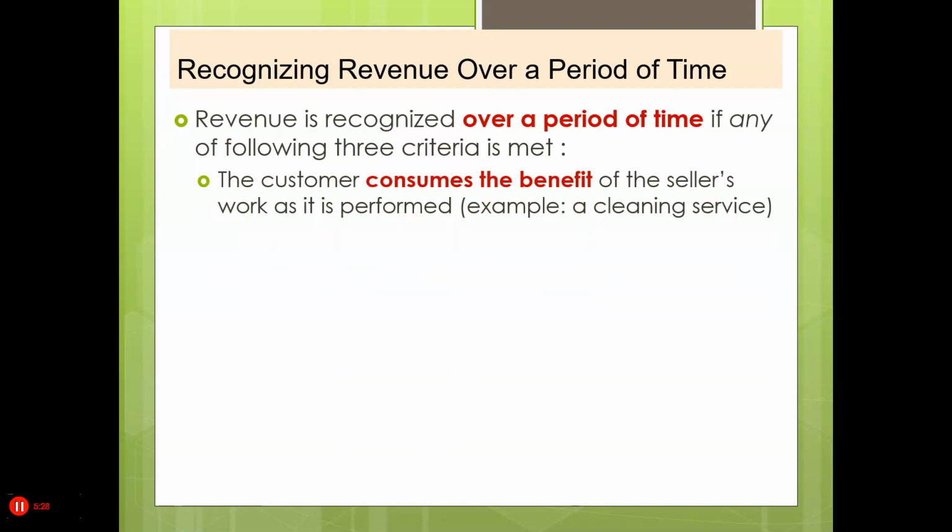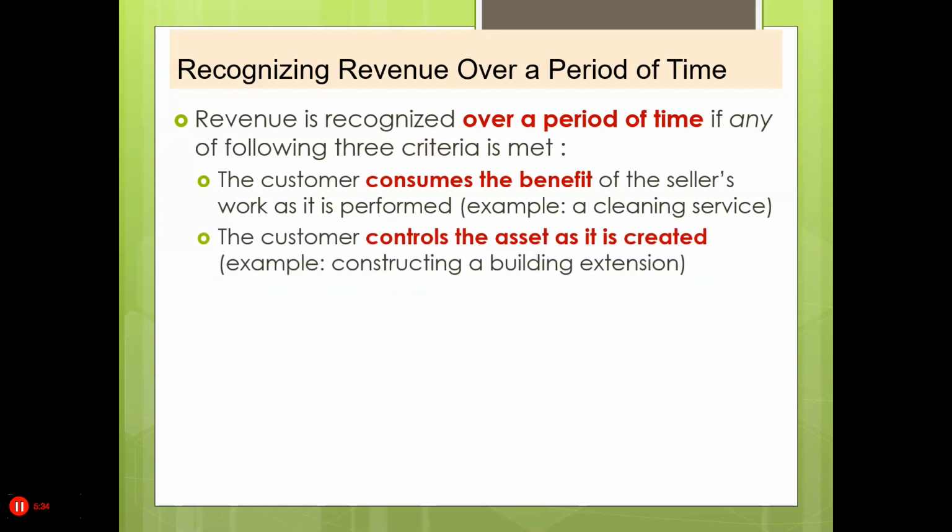1. The customer consumes the benefit of the seller's work as it is performed. An example would be a cleaning service. 2. The customer controls the asset as it is created. An example would be a construction site.